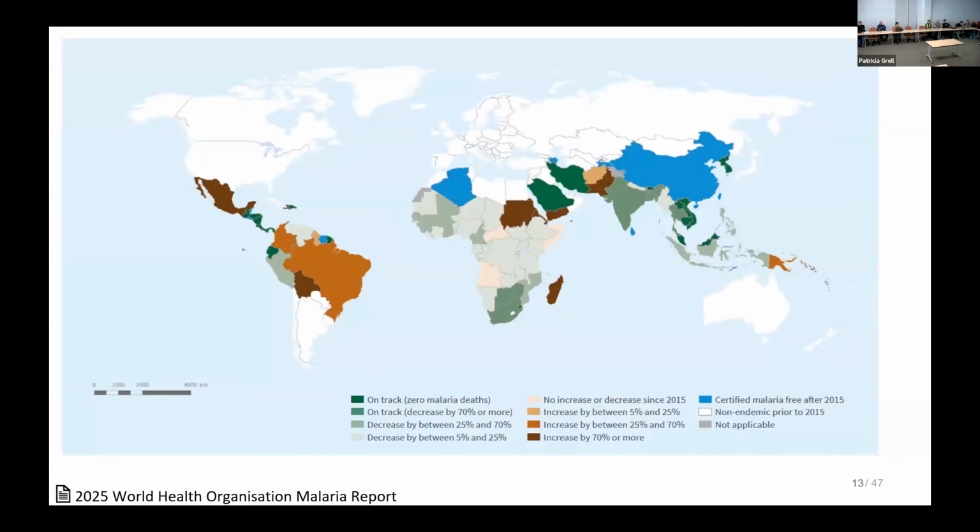If we look at this map, which is a world map by the WHO, it shows which countries are on track to malaria elimination and which ones are not, with increasing cases. You see in those, based on previous reports, malaria elimination.